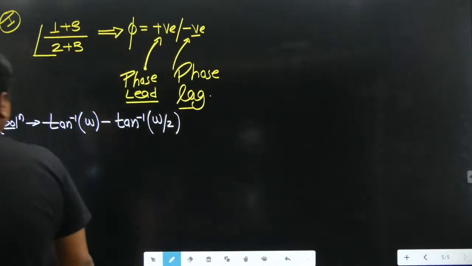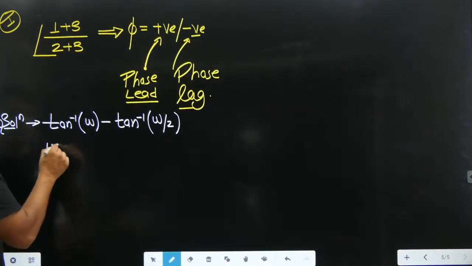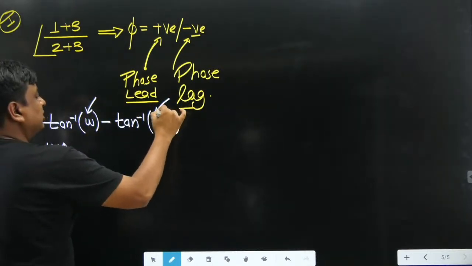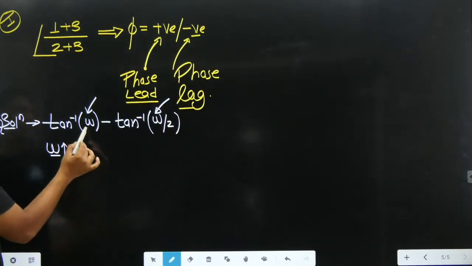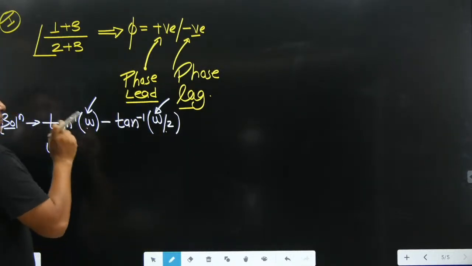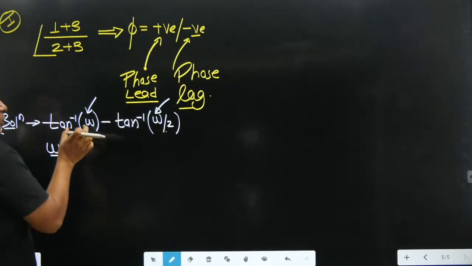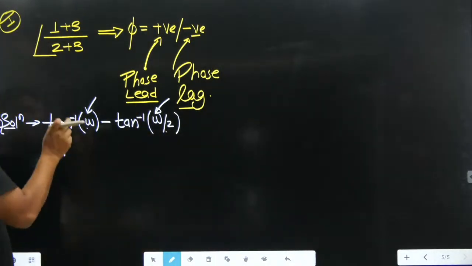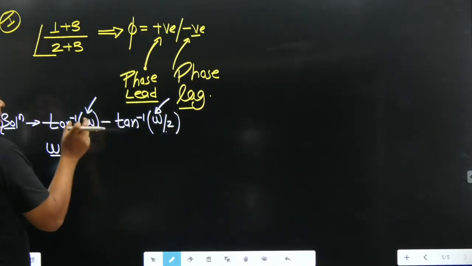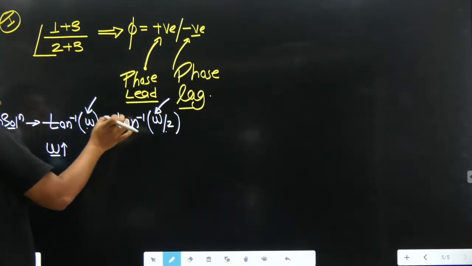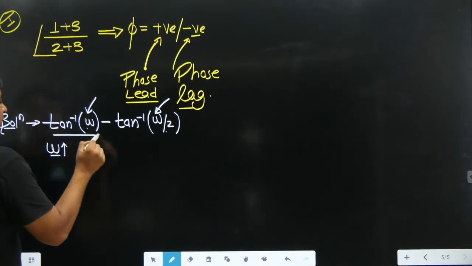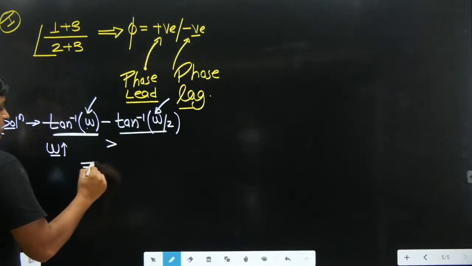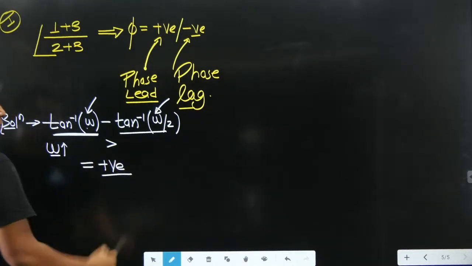Could you really understand or not? As the value of omega increases, definitely this factor as well as this factor proportionally would increase. But here the factor is omega and here the factor is omega by 2. That means at any operating frequency excluding 0, the value of omega would be larger than the value of omega by 2, and as omega is larger than omega by 2, its tan inverse would be larger than the tan inverse of omega by 2. The angle offered by this term would always be greater than this term, and hence the result would always be positive.